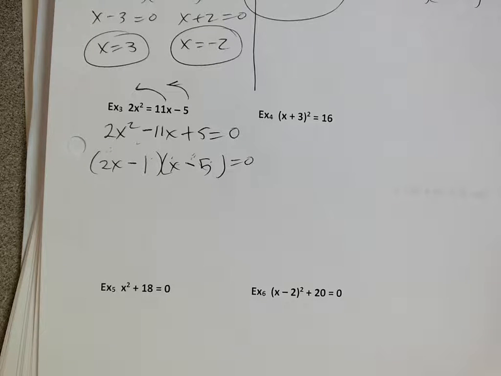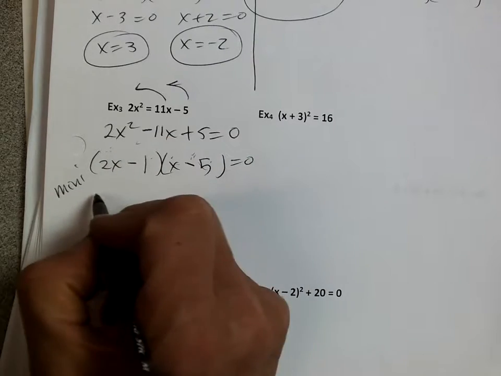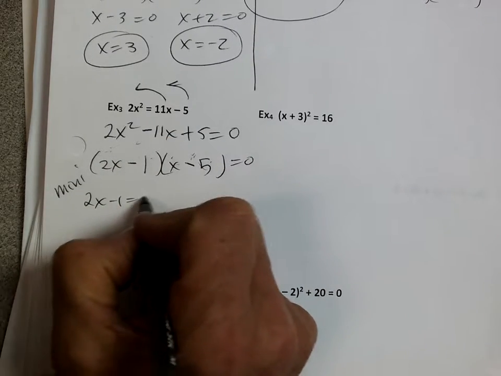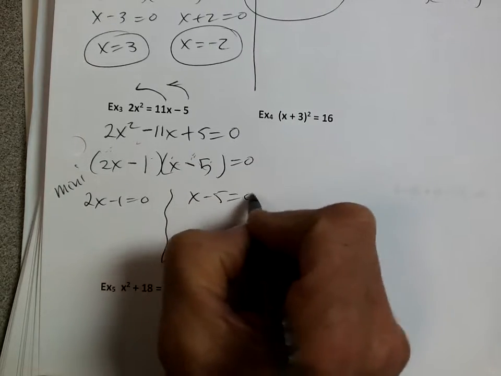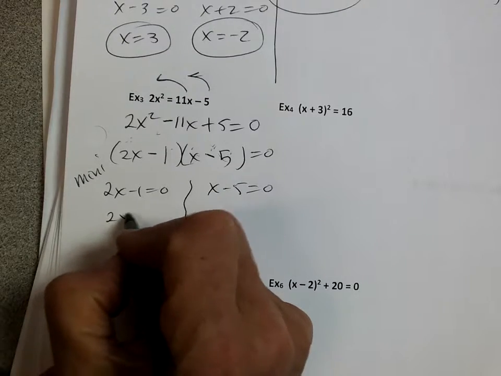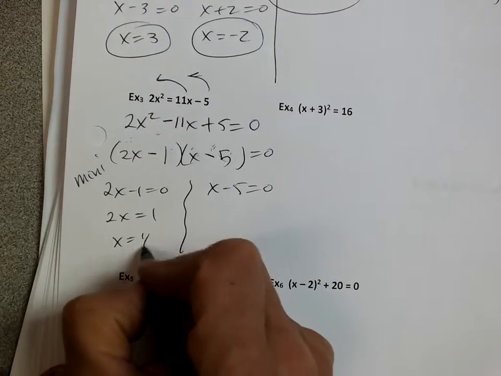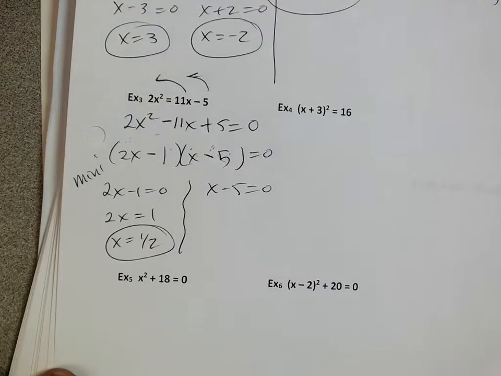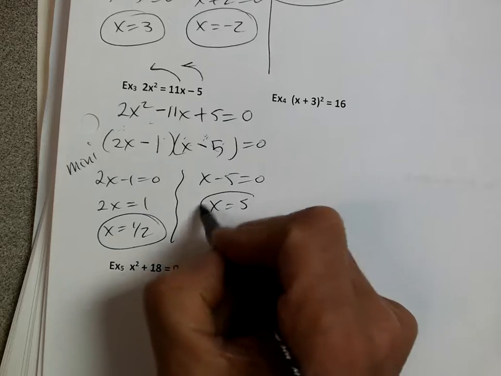Okay, we're solving. Remember, we've got to get our mini equations: 2x minus 1 equals 0, and x minus 5 equals 0, right? Plus 1, divide by 2, you'll get 1/2, okay? But we need 2 answers, so we go plus 5, and we get 5.